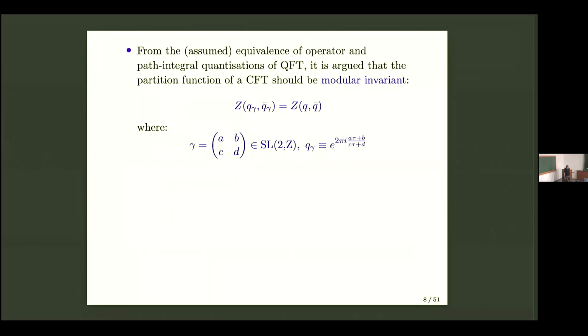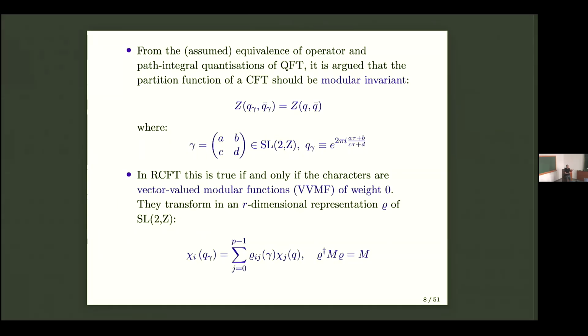Okay. So here's the modular invariance statement. If I take tau and transform it this way, and gamma is this matrix in SL2Z, the transformed q is that, which is a very complicated function of the original q, but Z of the transformed q and q bar should be equal to Z of the original q and q bar. This is the statement that the theory is well defined on the torus in the path integral sense, because the torus actually doesn't know the difference between tau and this transformed version of tau, because it's a diffeomorphism of the torus. So this is a constraint which comes from equivalence of operator and path integral quantization, essentially.